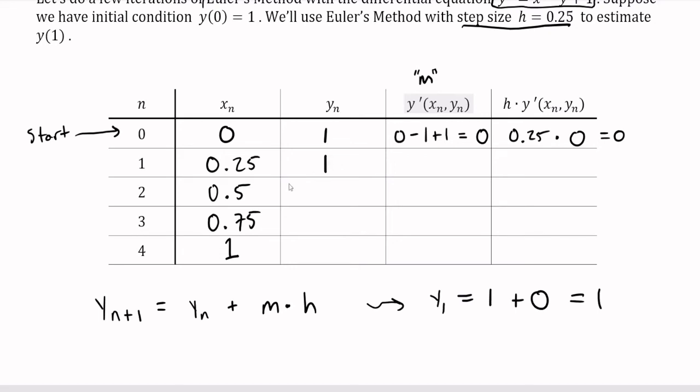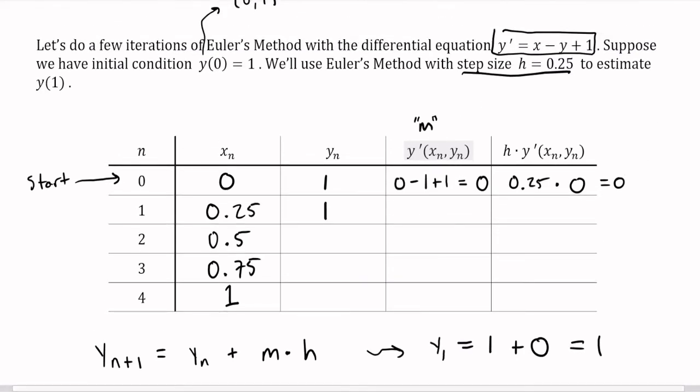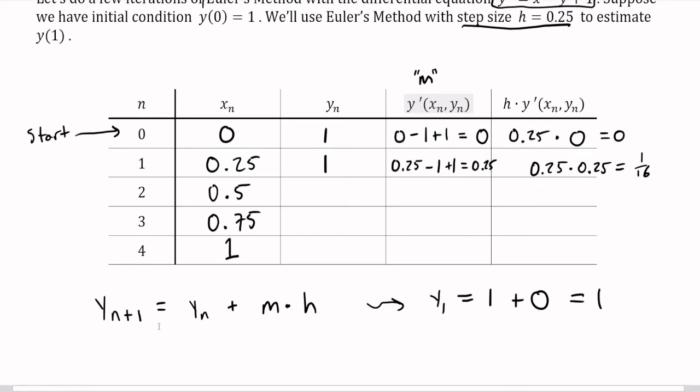Okay, how do I figure out what's going to happen at 0.5? Well, plug in and get the slope. So the slope, again, is just given by the differential equation right here. My x value is 0.25 minus my y is 1 plus 1 equals 0.25. Okay, and then my step size times this would be 0.25 times 0.25. So that's 1/4 times 1/4, that's 1/16. So this is how much I'm going up. So then how do I figure out what this one is going to be? It's going to be, again, the previous y value plus how much I went up. So this is going to be 1 plus 1 over 16, which equals 17 over 16. Okay, so that's my new y value.